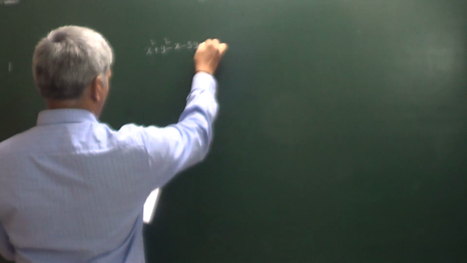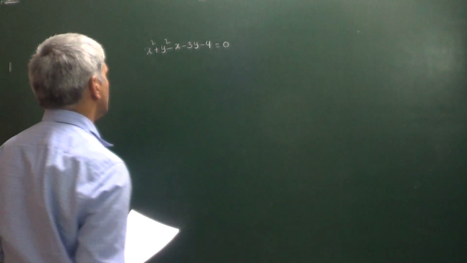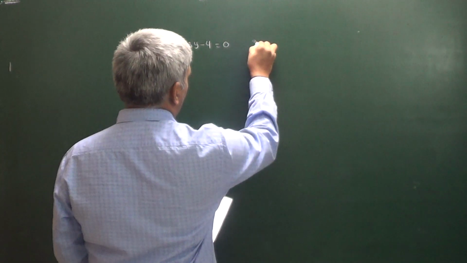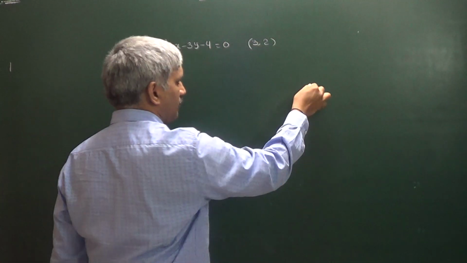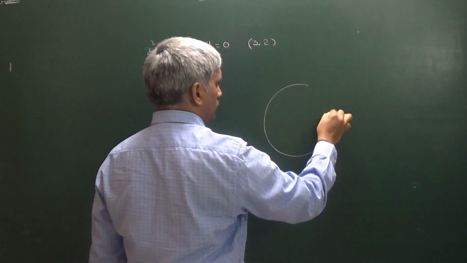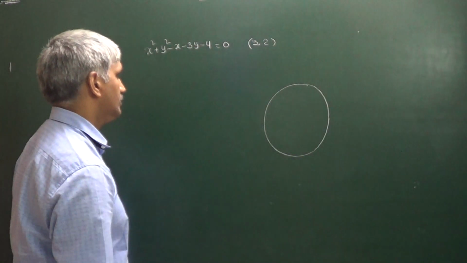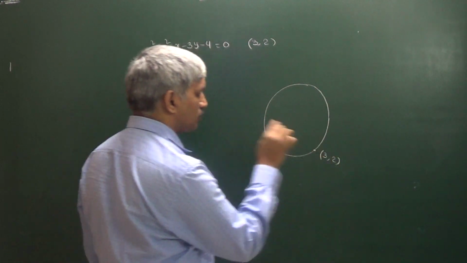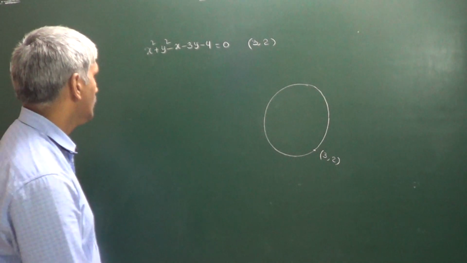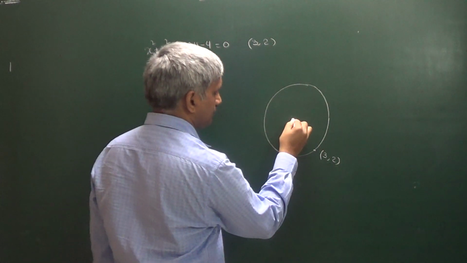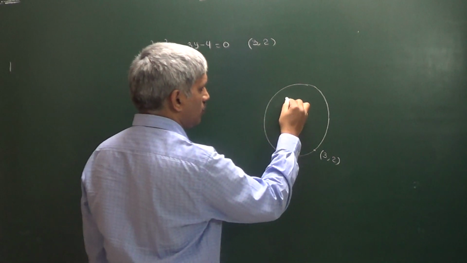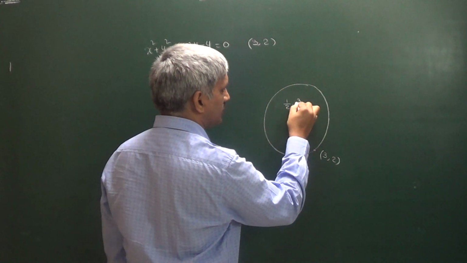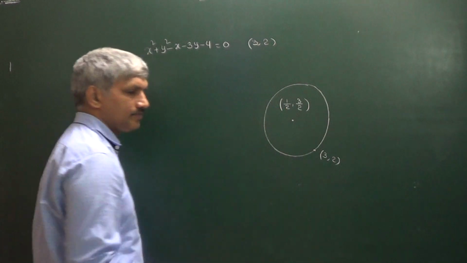So this is another question: x square plus y square minus x minus 3y minus 4 is equal to 0. At a point (3, 2), he is asking for the equation of the tangent to the circle. Let us say this is the point (3, 2); definitely it lies on the circle, whose center is (1/2, 3/2).